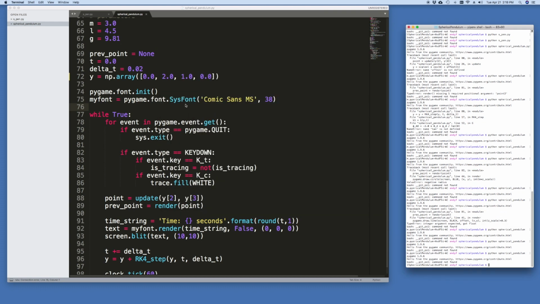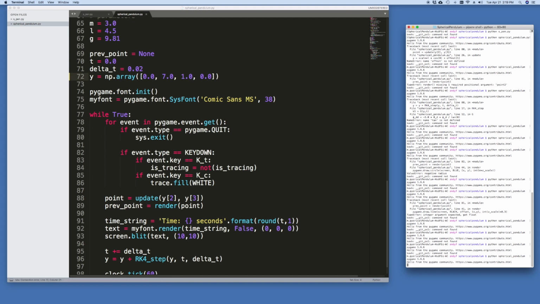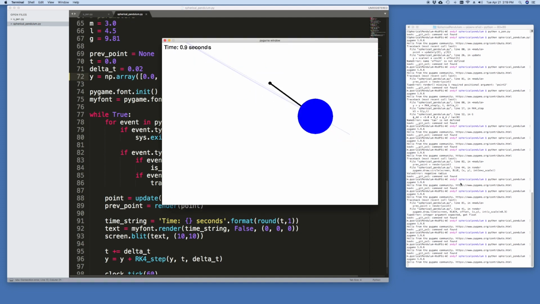Let's see what happens if I do that. If I speed it up from 2 to, say, 7 radians per second, which is very quick. Interesting. Seems to stabilize the pendulum when it spins very fast like that. It's almost like a gyroscope.